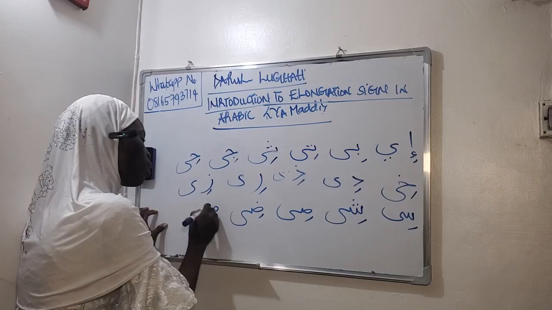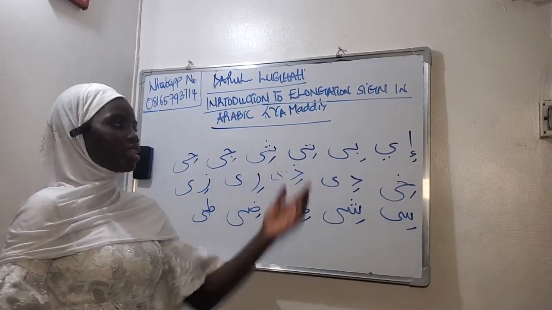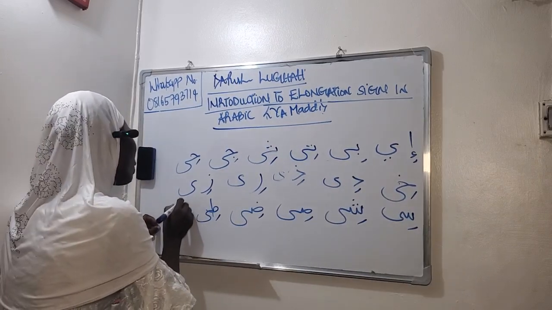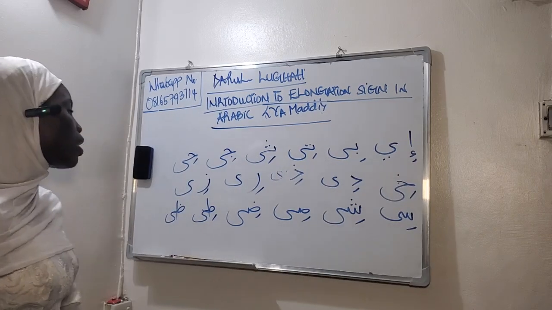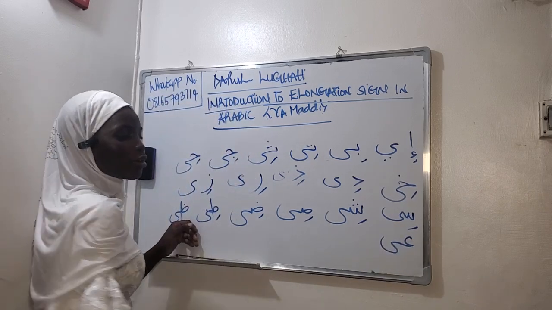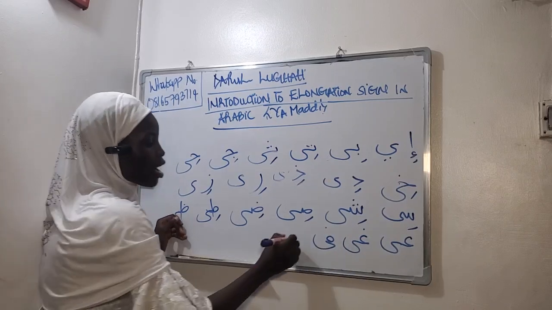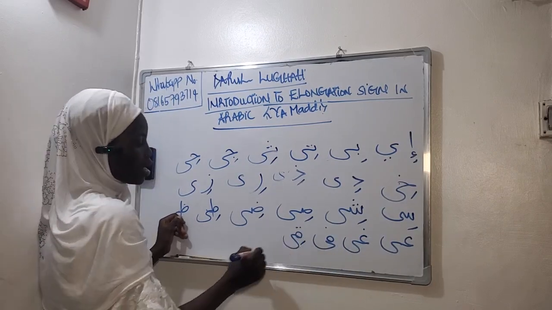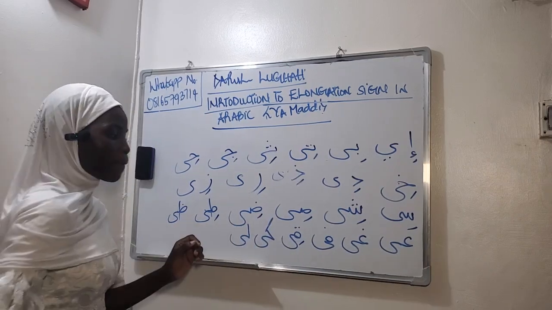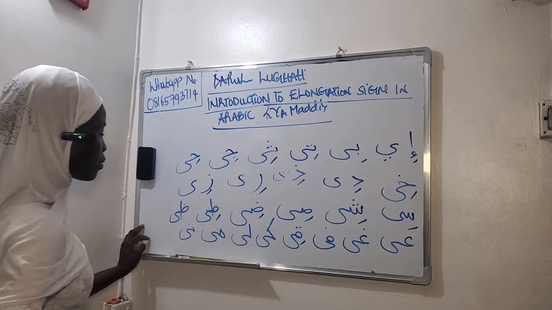Now we have to. To kesra ya madi ti. We have this one, ta kesra ya madi ti. Zo. We have zo. Zo kesra ya madi zi. Then we have ain. Ain kesra ya madi ai. Ghain kesra ya madi ghi. Fa kesra ya madi fi. Qaf kesra ya madi qi. Kaf kesra ya madi ki. Lam kesra ya madi li. Mim kesra ya madi mi. Nun kesra ya madi ni.